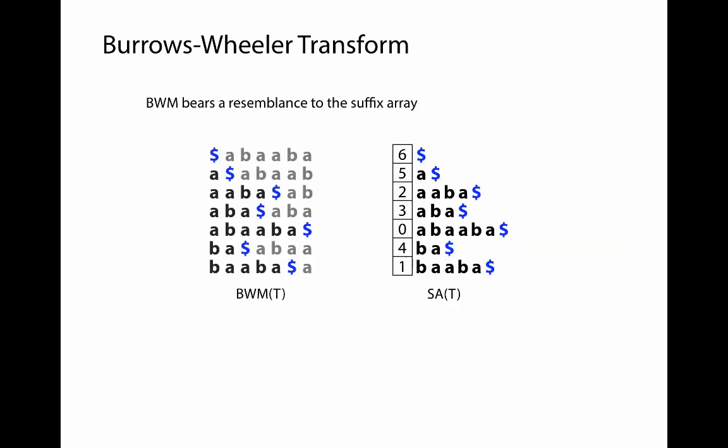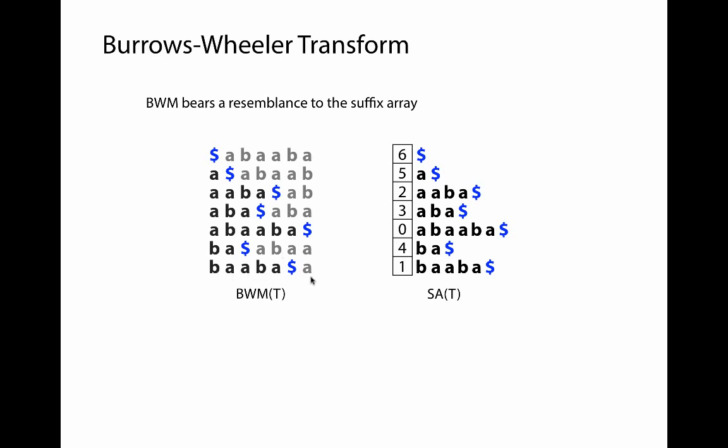Now, one thing I want to point out about the Burrows-Wheeler matrix is that it has a certain resemblance to the suffix array. In fact, the order in which we put the rotations, when we sorted the rotations, is exactly the same as the order we would put the suffixes in if we sorted the suffixes. This makes sense, especially when you think about the dollar sign, right?